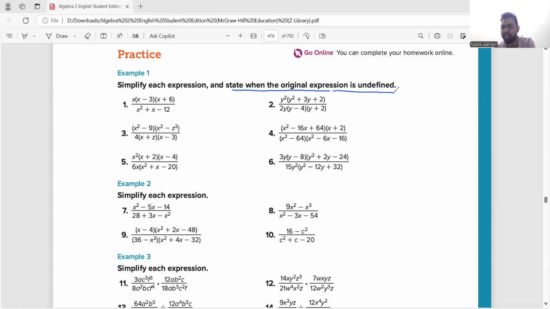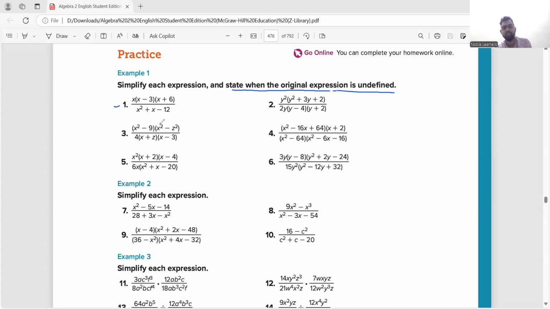In other words, they are trying to ask, what is the hole? And the vertical asymptote? Exactly. Very good. Understand my point. Without using the terms hole and vertical asymptote, they're asking the same thing, right? So let us solve this question, please.